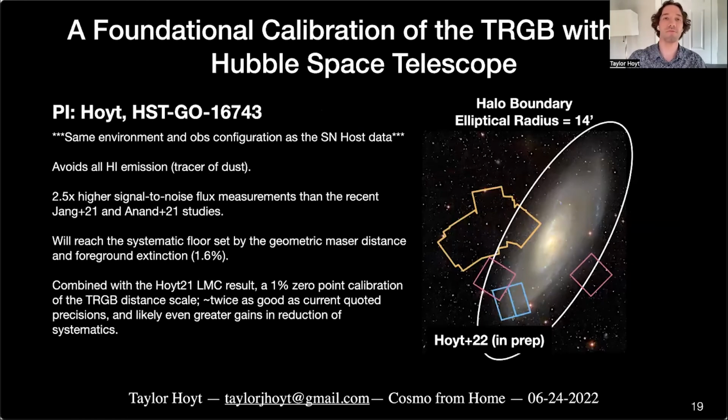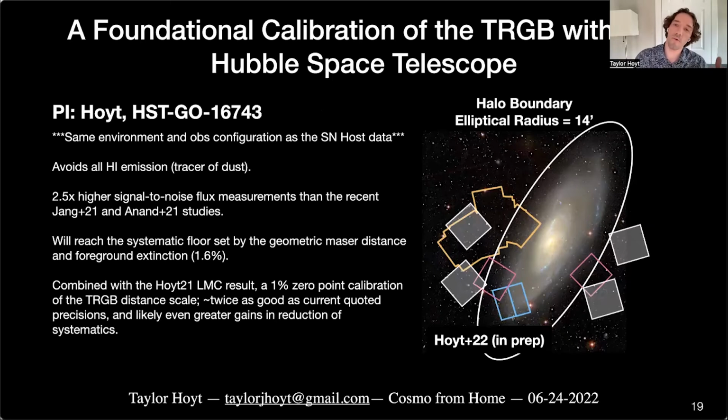So it's unclear why they made this shift, but as we'll see in a second, we can do much better than that. So what I've just plotted up here in the white fields are where my new data are taken in the stellar halo of NGC 4258. So importantly, it avoids all H1 emission, which is a tracer of dust, which the recent Anand 2021 fields suffer from severely. It'll also be at 2.5 times higher signal to noise than these recent studies. And through areal coverage and signal to noise we will reach the systematic floor of the maser distance.